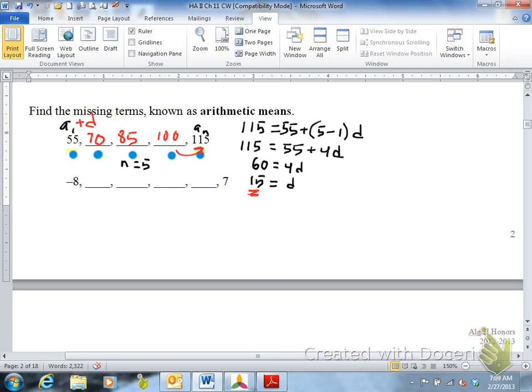I'll let you try the last example. My only caution is notice the number of terms is different. So you can try that, and once you get your answer, check your answer with a neighbor, and then you can begin your homework.